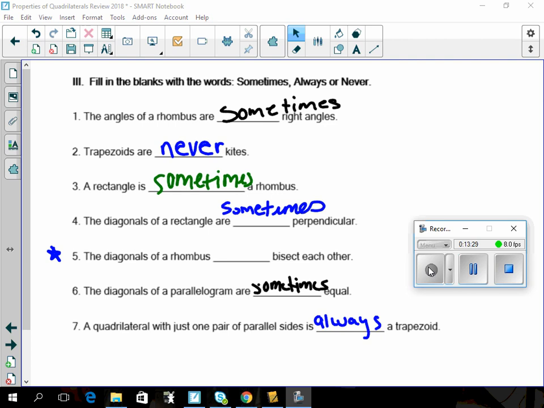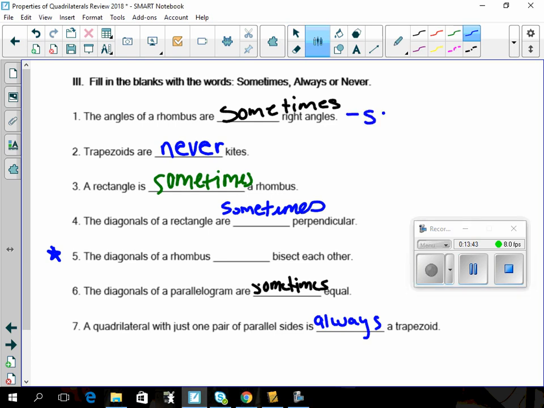Why is it sometimes? What I mean is, in problem number 1, the angles of a rhombus are sometimes right angles. What specific kind of rhombus has right angles? A square. So we're going to write square here because that is the justification. That's like the explanation. A square is both a rhombus that has right angles, right?